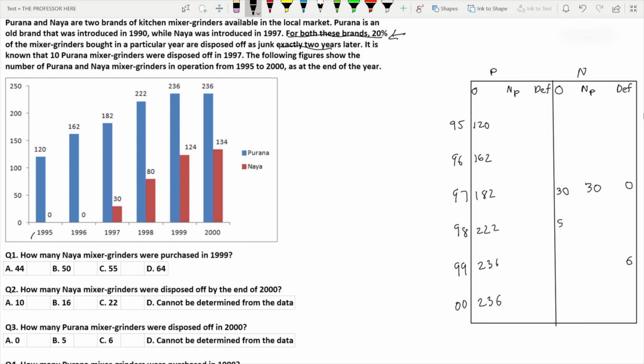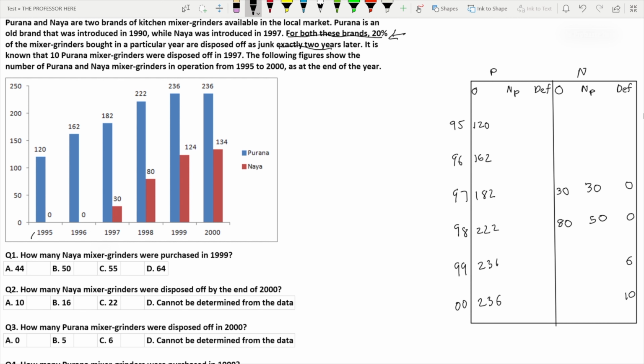Now it has become 80 active mixer grinders for Naya. Out of this 80, 30 is from 1997 itself. So the number of new purchases is 80 minus 30, 50. By the 20% rule we have in the question, out of the 50 new purchases made in 1998, 10 of them, which is 20% of them, will be disposed of in the year 2000, 2 years later. So we write 10 here. At the end of 1998, the number of disposed of mixer grinders will remain 0 because there was no purchase in 1996. Now we come to 1999.